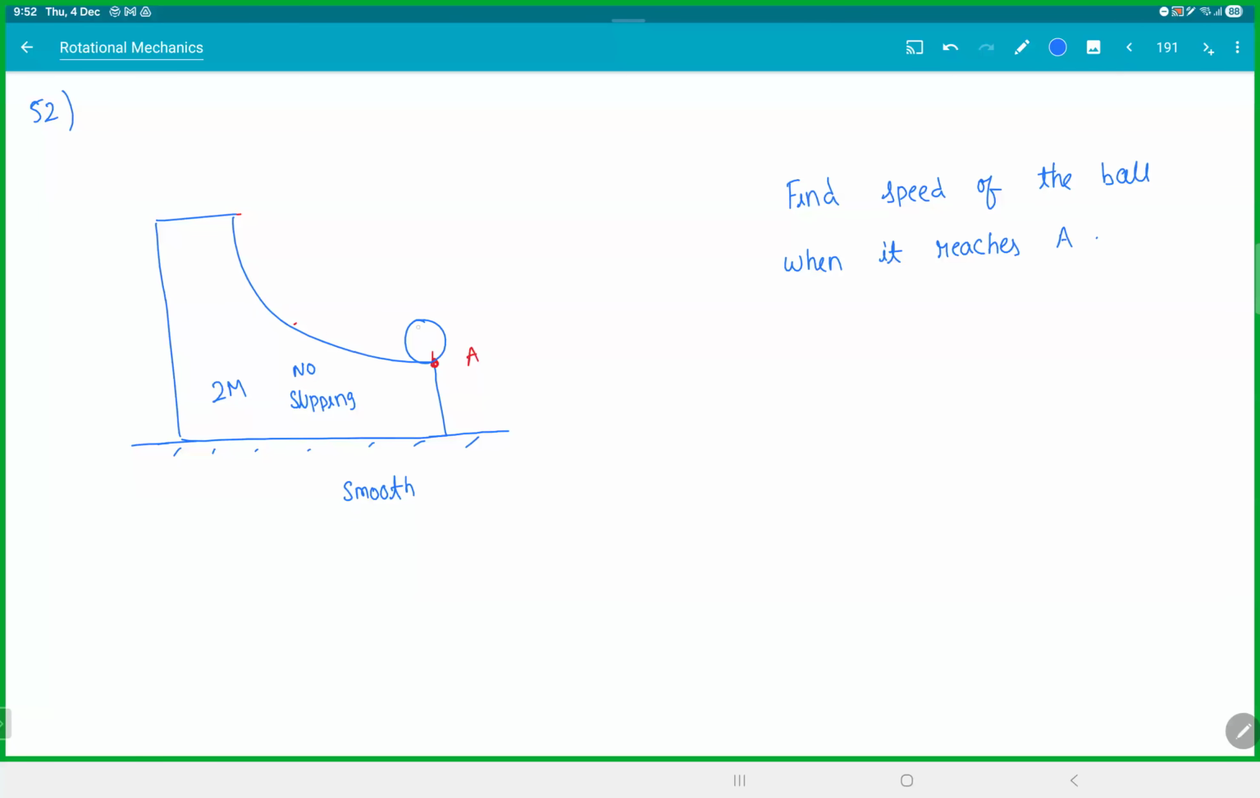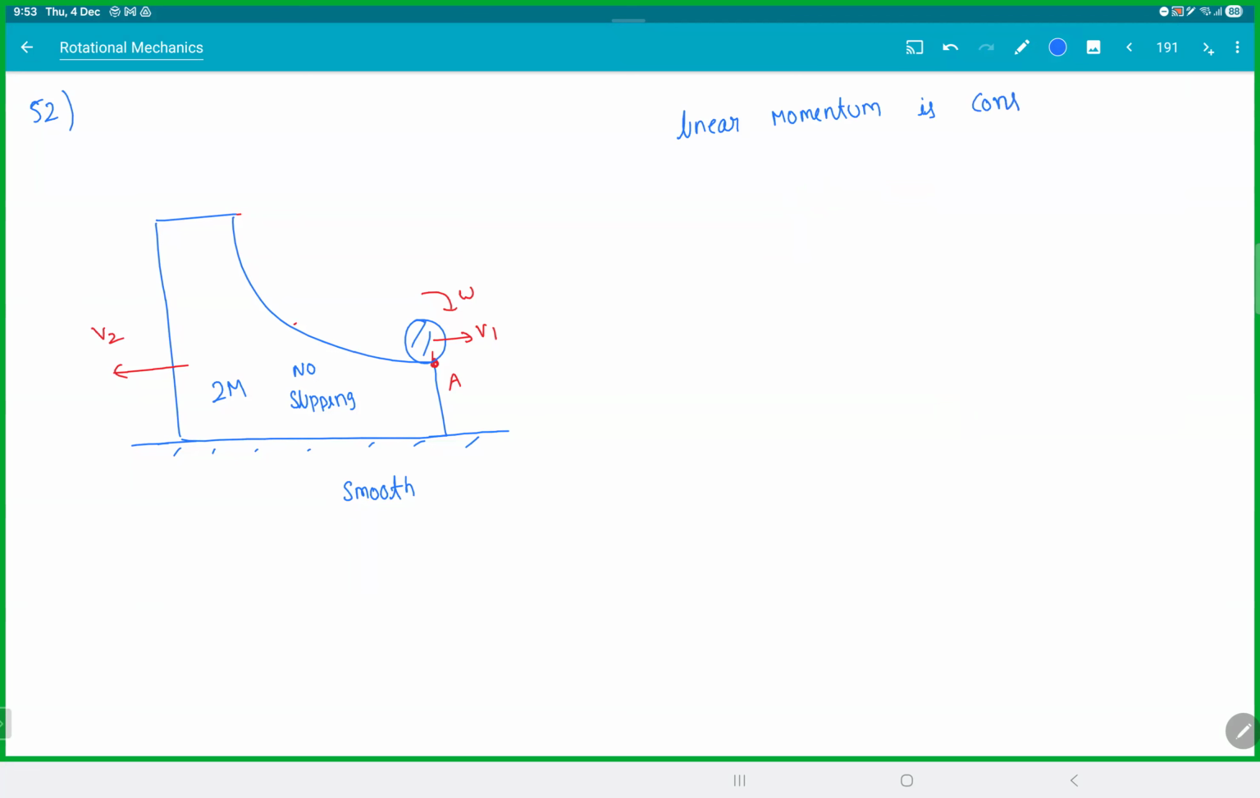So when the ball reaches here, let this speed be v1, let this go with omega, and let this guy go with v2. Since there are no horizontal forces, linear momentum is conserved. Initial momentum is 0. m v1 minus 2m v2 equals 0. So v1 is equal to 2v2.